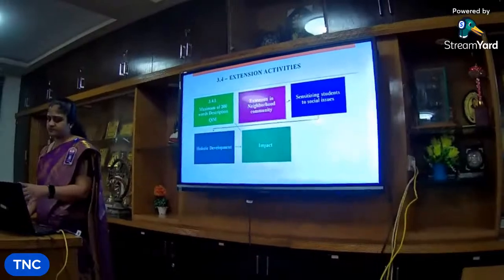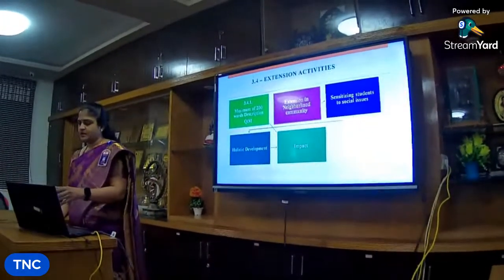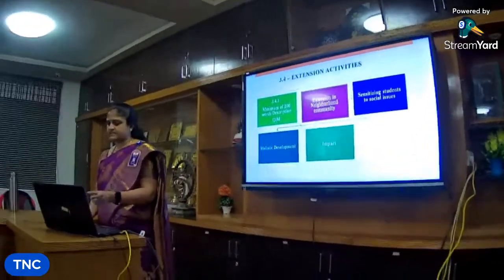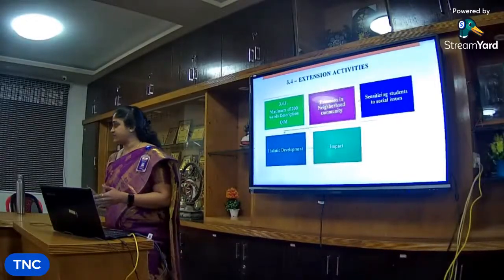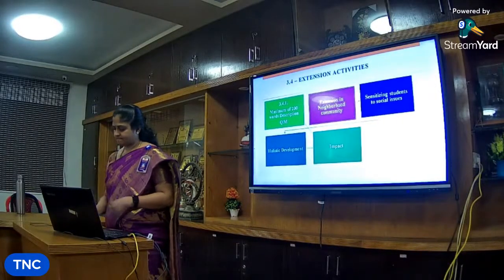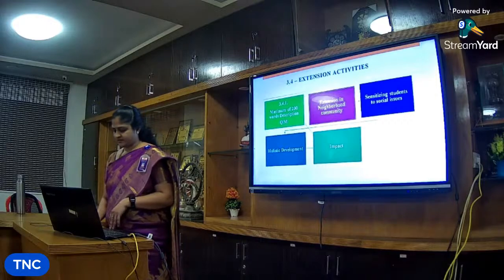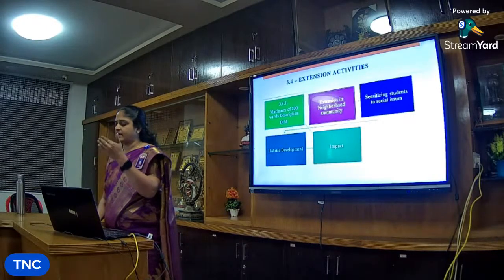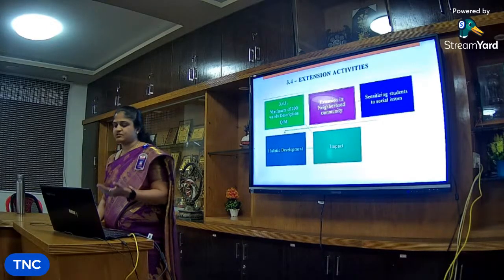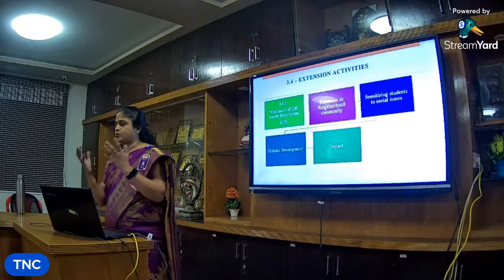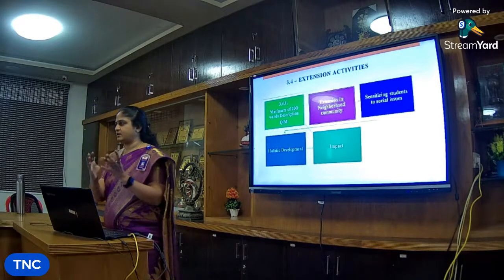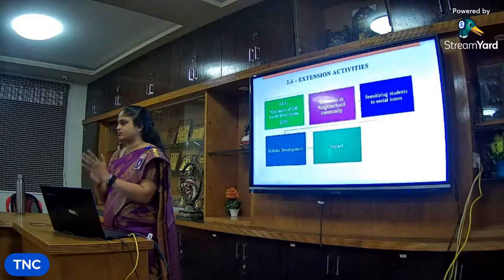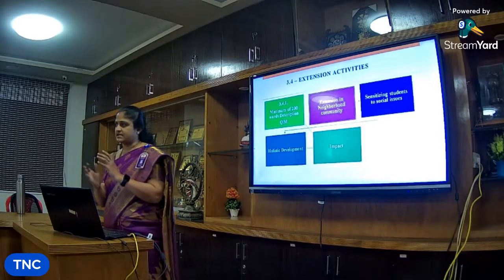So 3.4.1 is a qualitative metric, which comprises the extension neighborhood activities that we conduct. The extension activities that we conduct in our neighborhood are to sensitize the students to social issues and bring in holistic development, and they focus on impact, what we have done and what impact that has created. That should be given in 200 words.